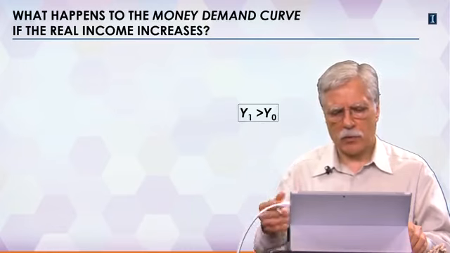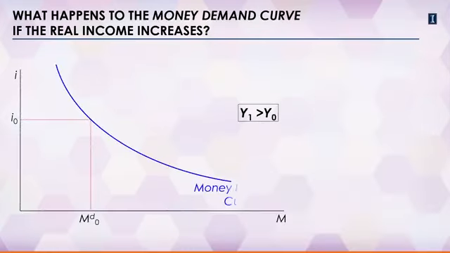Let's examine the role of income, for example, real income. So let's say income is initially, real income is Y0, and it goes up to Y1. Let's see what happens to money demand curve. First, let's look at the initial situation. Income is Y0, interest rate I0, and money demand is MD0, and here's our demand curve.